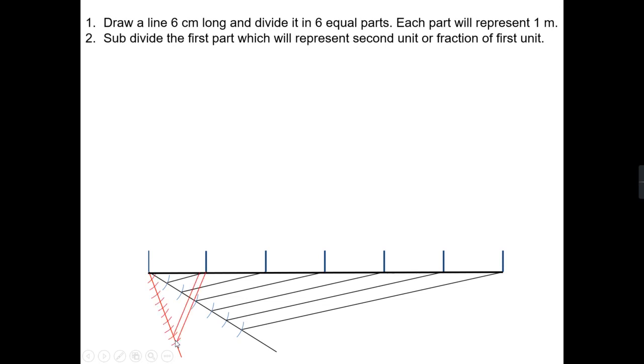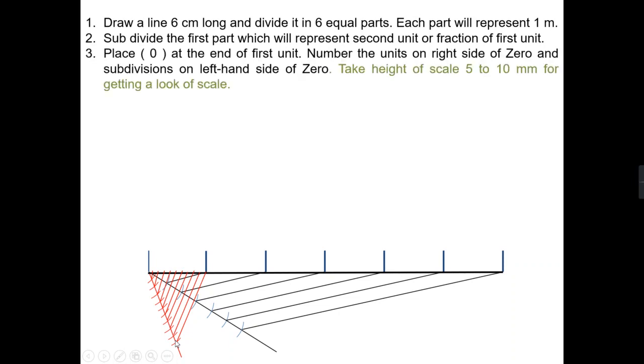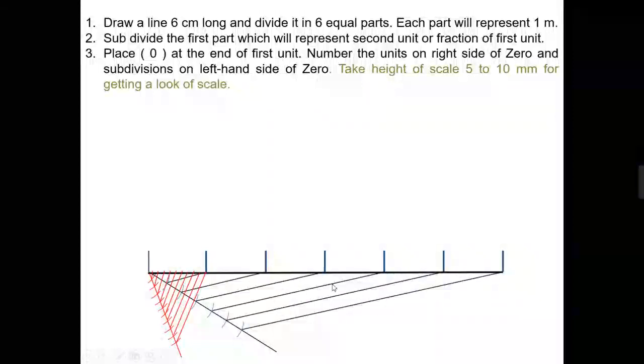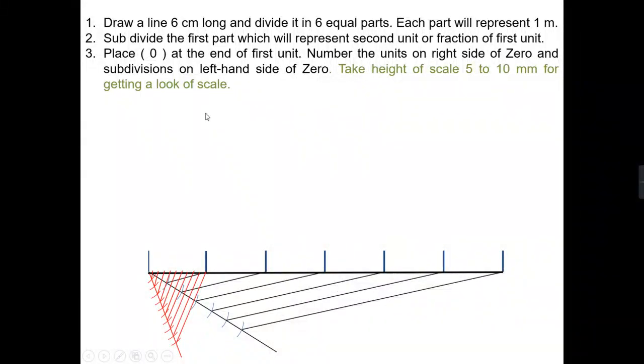Then the same process I will do. Okay, so like that you can divide the first part into the 10 equal parts. Then I will place 0 at the end of the first unit. So basically, if you have a simple measuring scale, there it is 0, then 1, then 2, then 3. But here it is not like that. So we will place the 0 at the end of the first unit. So what is the first unit? Here. So I will put 0 here. Then number the units on the right side of the 0.